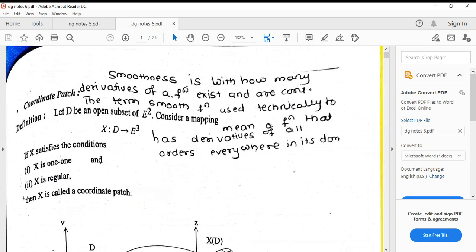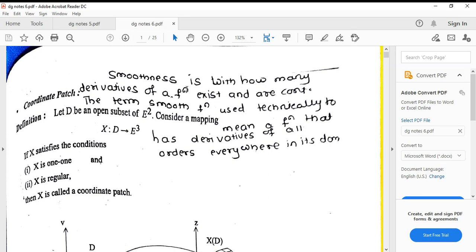We have to first study the coordinate patch before going to surfaces. What is a coordinate patch? The definition says: let D be an open subset of E2, that is, R2 space. Consider the mapping X from D to E3. It must satisfy two conditions. First, X is 1-1, and second, X is regular.